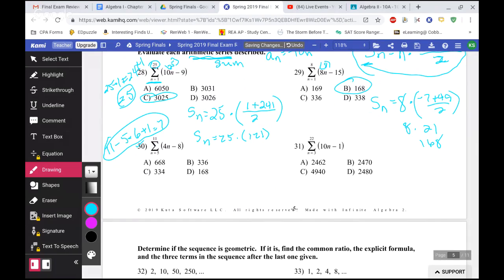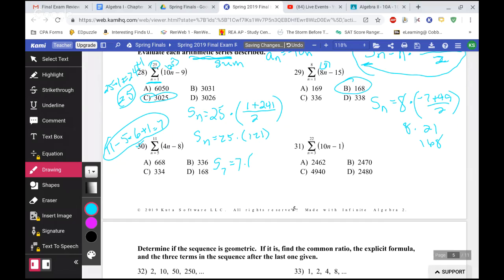On number 30, I already found the number of terms earlier when I was distinguishing the differences between 28 and 30 on how you find the number of terms. You take the top number on the summation symbol, which in this case is 11. You subtract the bottom number, which is 5, and then you add 1 to get the number of terms within the sequence. So in this case, it is 7.